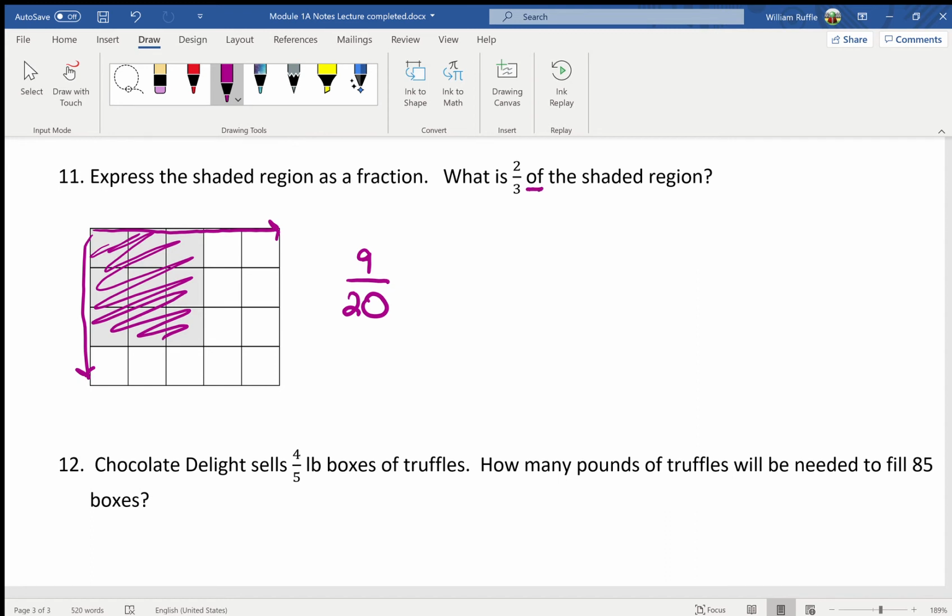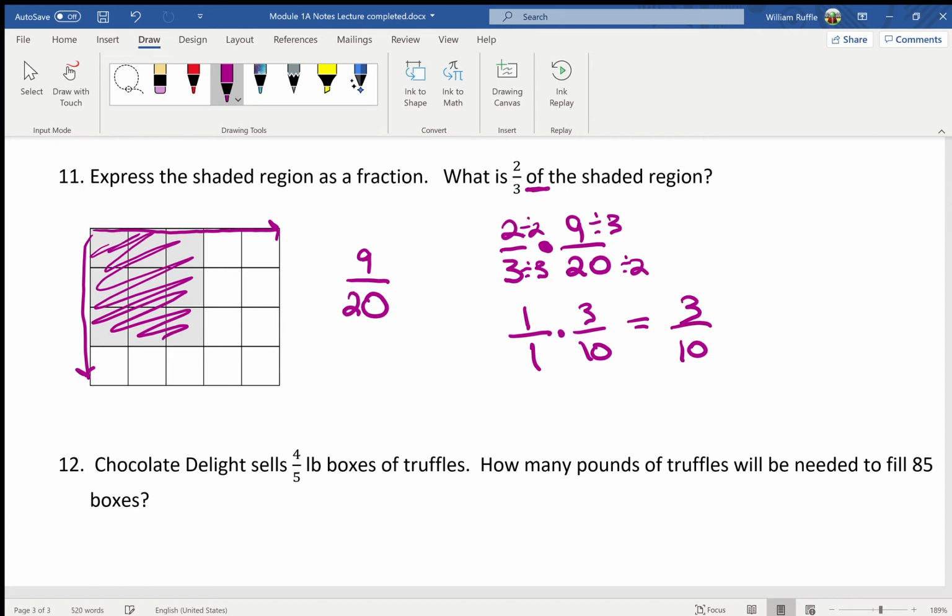Now 2/3 of the shaded region. Of usually means multiplication. So if I want to do 2/3 of, which is multiplication, the shaded region is 9 over 20. Now, we're multiplying fractions again, but I want to reduce if possible. If I look at this, these are both divisible by 2. These are both divisible by 3. 2 divided by 2 is now 1. 3 divided by 3 is 1. 9 divided by 3 is 3. 20 divided by 2 is 10. So I get 3/10.